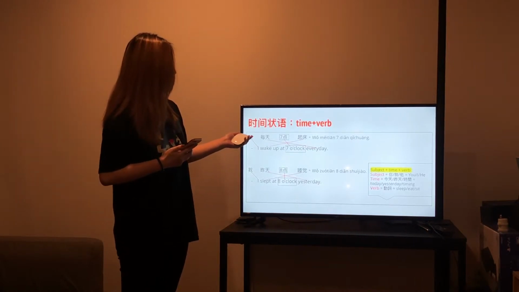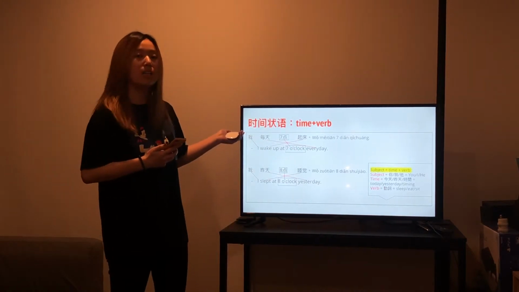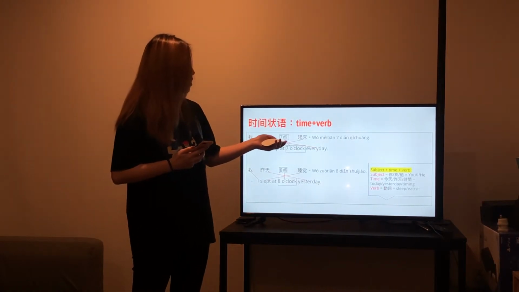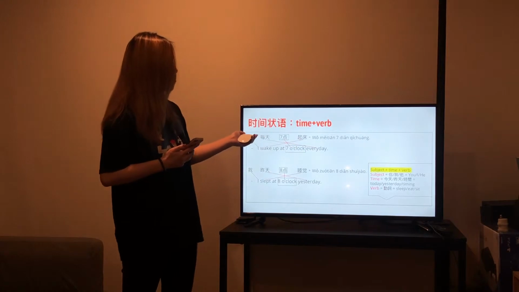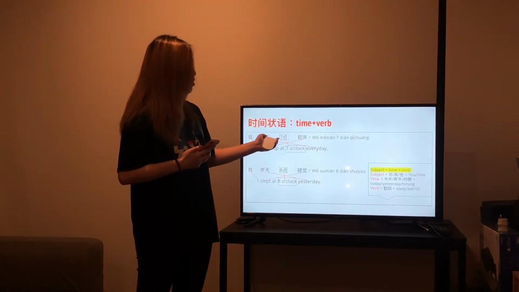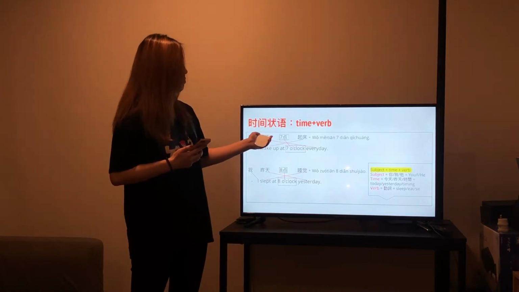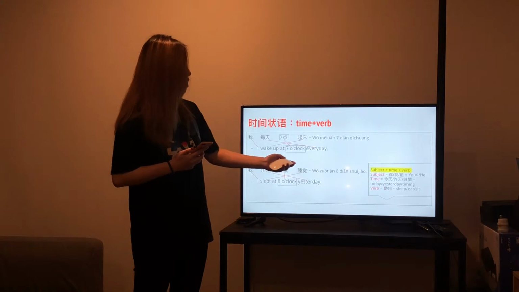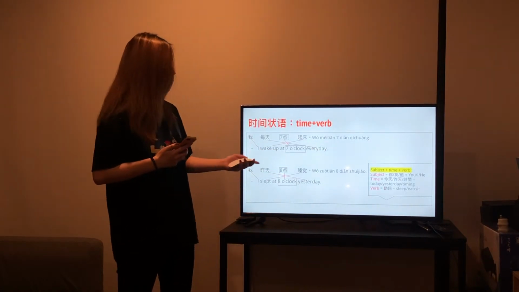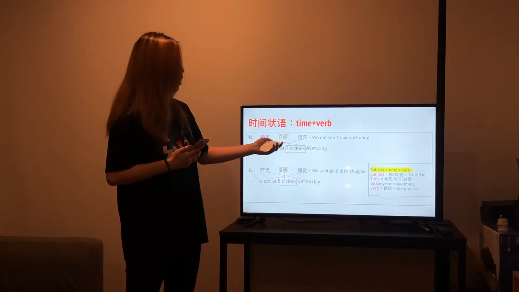So the first part is the subject. The subject means I, which is 我, and the other part is the time. Time means 每天7点, which shows 7 o'clock every day. Every day means 每天. And the last one is the vocab, which means wake up, that is 起床.